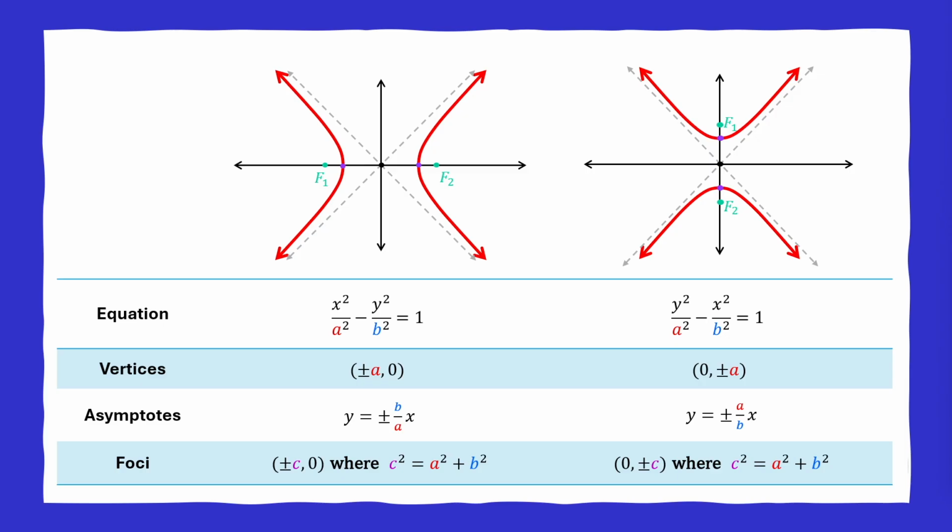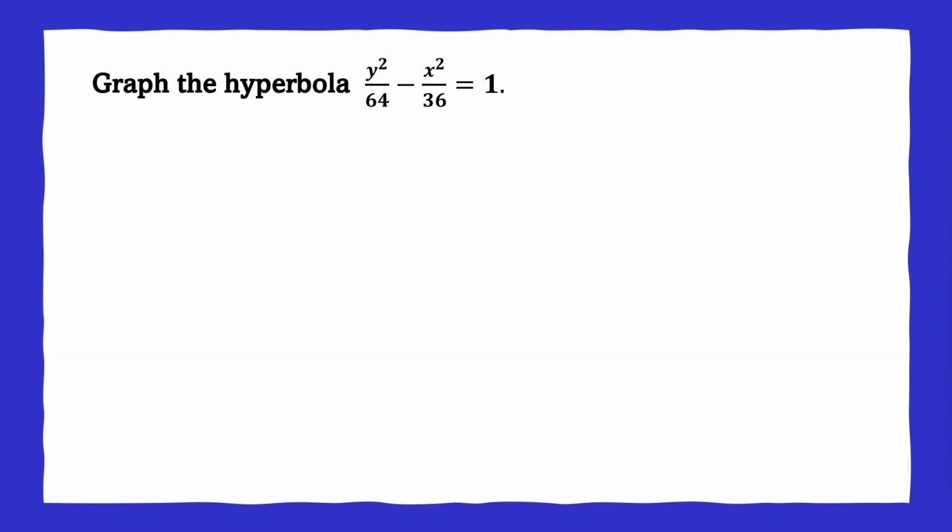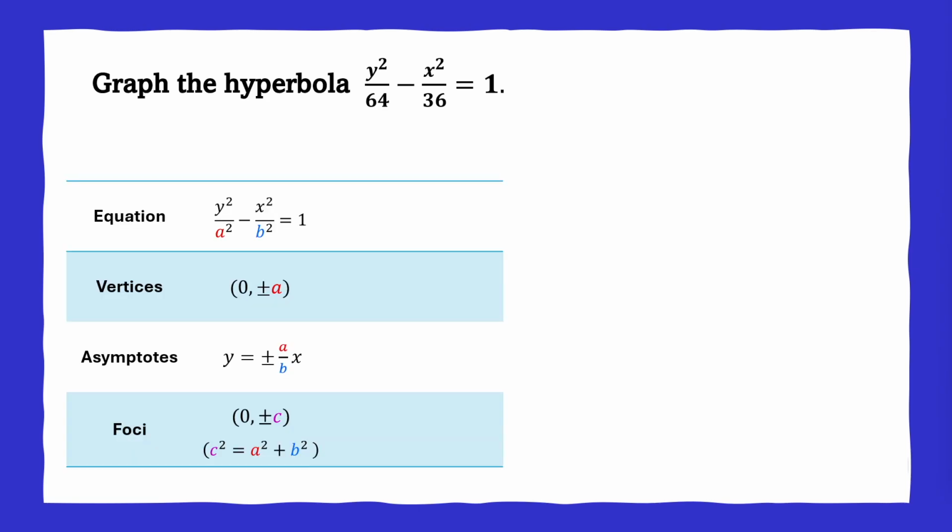To summarize, if the x squared term comes first and is positive, the hyperbola opens horizontally. If the y squared term comes first and is positive, it opens vertically. Graph the hyperbola given by the equation y squared over 64 minus x squared over 36 equals 1. The first step is to identify a and b.